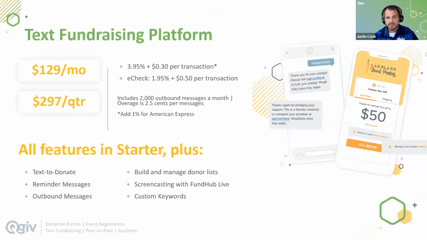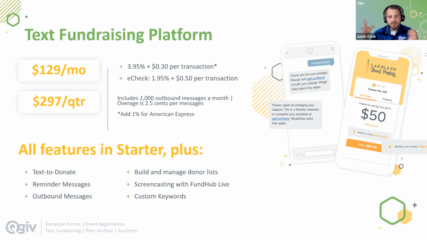And specifically with the text fundraising platform, we have it at $129 a month, or you can save a little bit of money and do $297 a quarter. We do have transaction fees that are 3.95% plus 30 cents per transaction, or if donors decide to do e-check, it is 1.95% plus 50 cents. We have 2,000 outbound messages included in the package a month, and any overages are 2.5 cents per message.